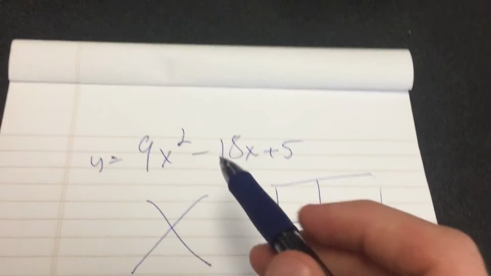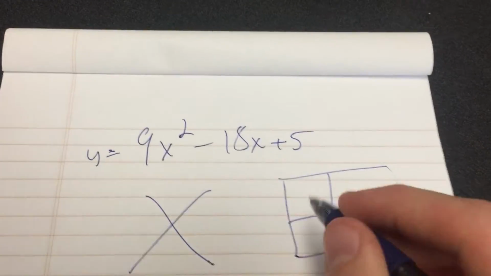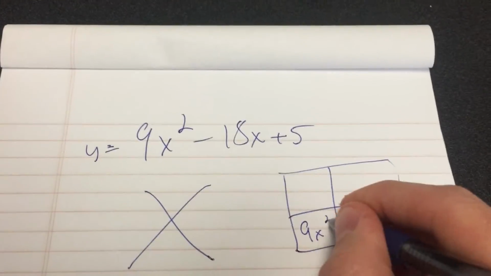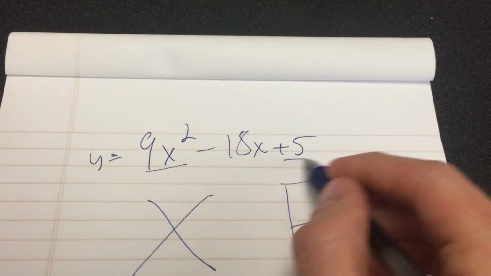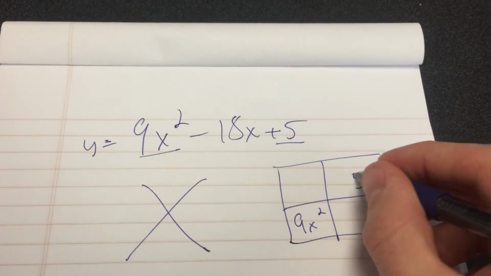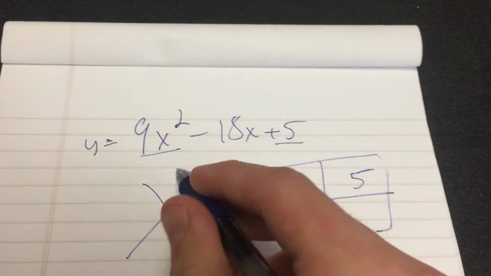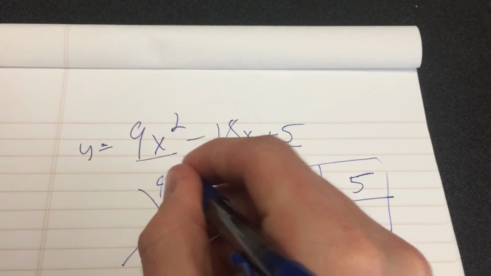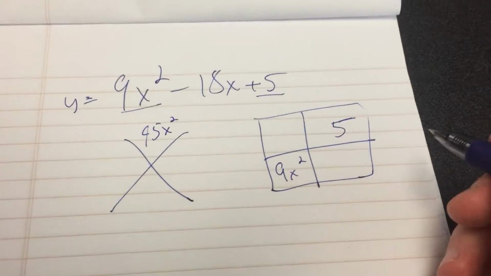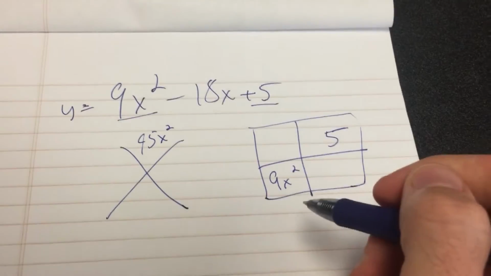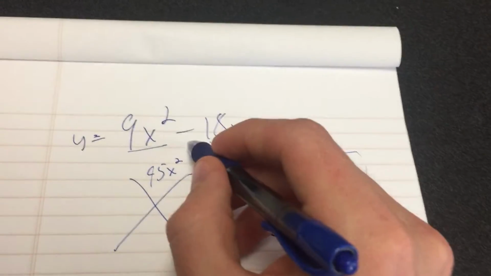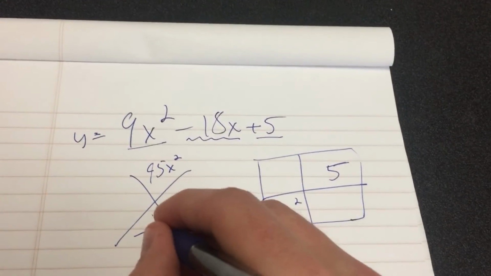Okay, first thing, the 9x squared, the first term I should say, goes here. The third term goes here. And then we multiply these two to go to the top of the diamond. That's 45x squared. Do not forget your x's when you do that, please. All right, the middle term is going to come down here.